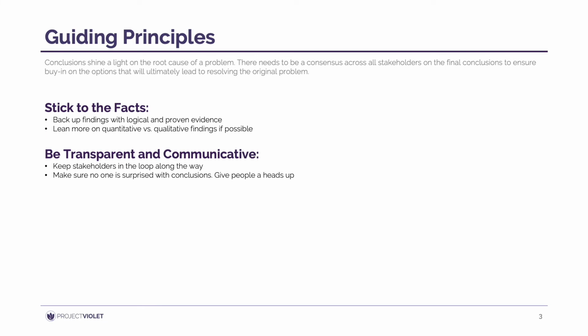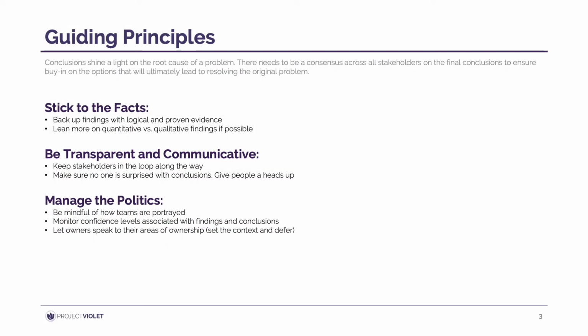Next is to be transparent and as communicative as possible. Keep stakeholders in the loop and make sure that you don't surprise anyone along the way. The last thing that you want to do is have someone think that you're accusing them when they had no idea that you were even looking into their area. That's a great way to derail the entire process and leads to my final point.